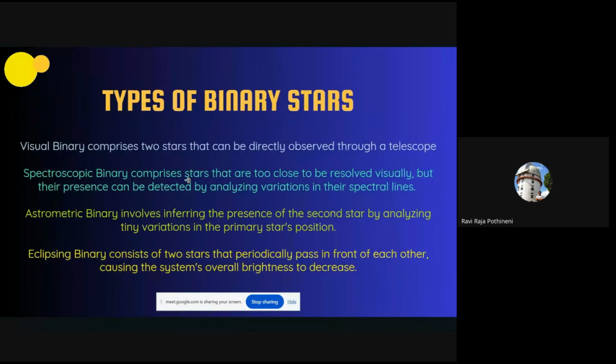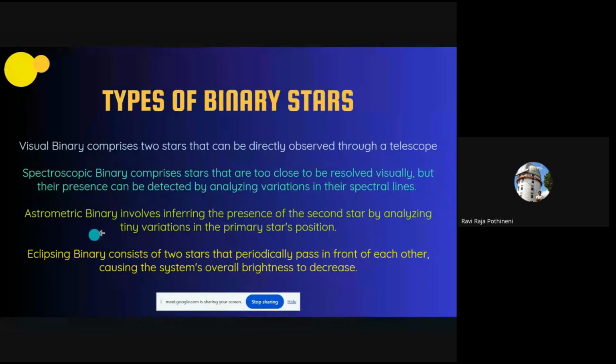Now, different types of binary systems. First we have something called a visual binary. The name itself says visual. Visual means you can see them directly, or they can be observed directly, making use of a telescope. And then we have spectroscopic binaries. Spectroscopic binaries cannot be resolved using a telescope directly, like that of visual binaries. They are very, very close to one another. These binaries can be detected and analyzed only through spectrum, basically from the variation in the spectral lines.